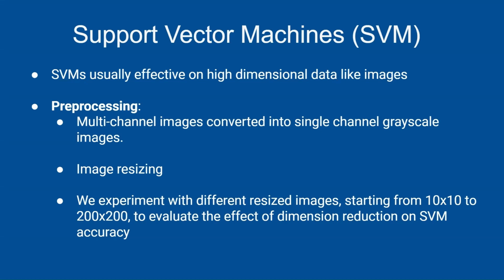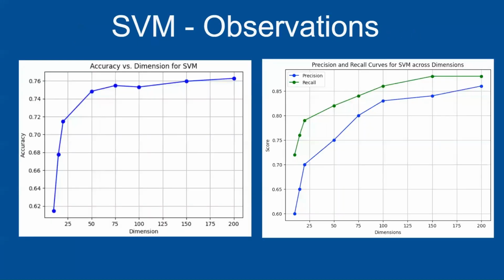First, we convert multi-channel images into single-channel grayscale images, and we perform image resizing. We also experiment with differently resized images, from 10 cross 10 to 200 cross 200, and evaluate the effect of dimension reduction. As we can see, as the dimension increases, the accuracy of SVM also increases, but saturates at the dimension of 50. We use this for the next set of experiments.